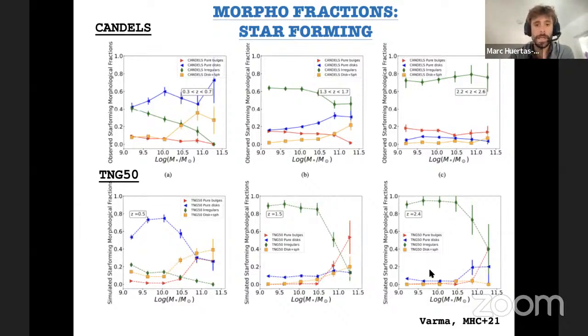And basically what you can see is that, qualitatively, you get more or less the same trends, which is that at high redshift, you are completely dominated by what we call clumpy irregular galaxies. And you can see that it's basically the same in the simulations. And as you go to low redshift, you start seeing the emergence of disks for the star-forming objects, okay?